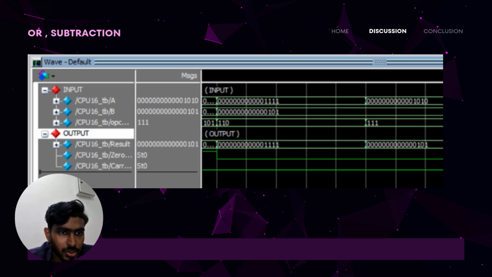If we use the input of 1111 and 0101, the final value will be this, since even if one input is present, the output will become 1. And then for this one, 111 will be used for subtraction. So when you use 1010 to subtract 0101, we will get this value of 0101. That's it from me. Thank you.